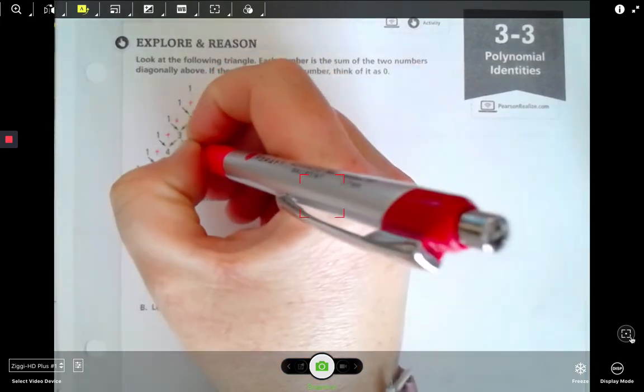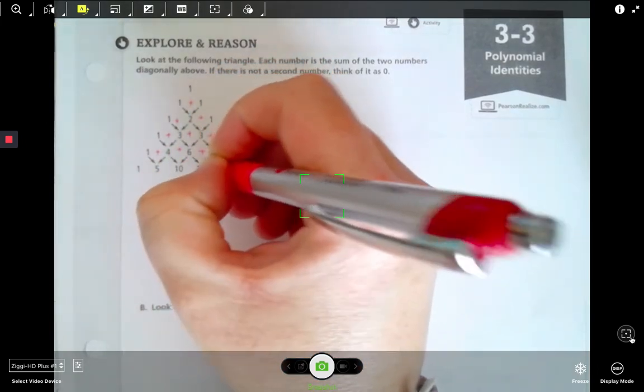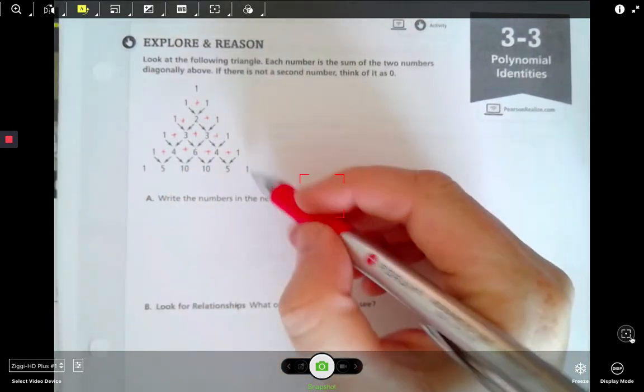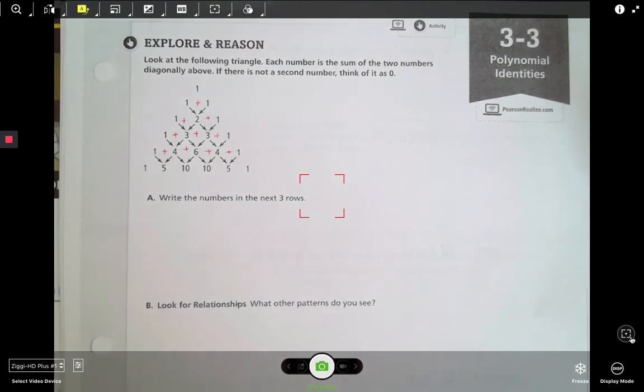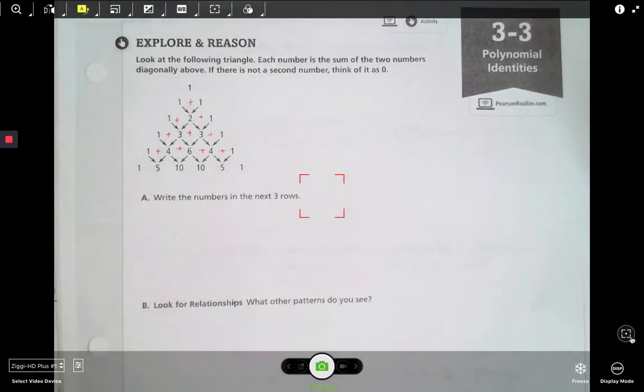4 plus 6 is 10. 6 plus 4 is 10. 4 plus 1 is 5 to give us a 1 on the outside. Now they want us to write the numbers of the next 3 rows. So I know I'm going to start with a 1, correct?